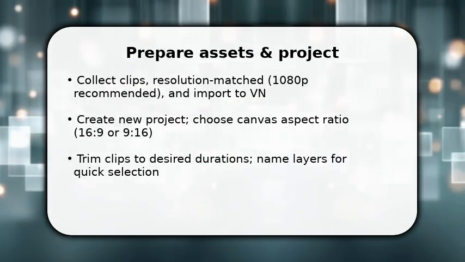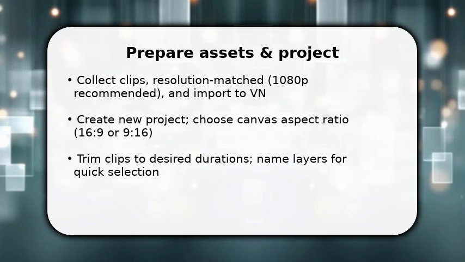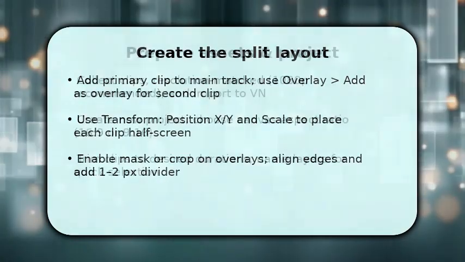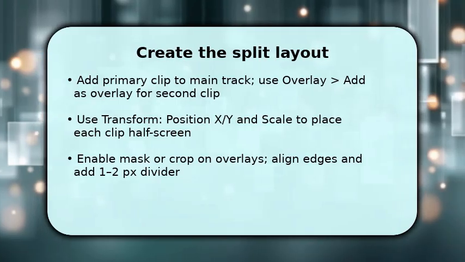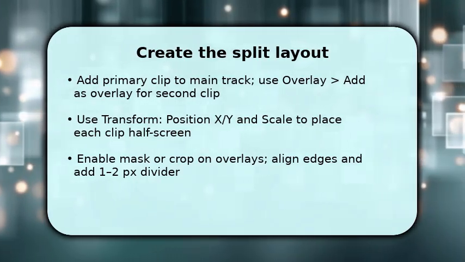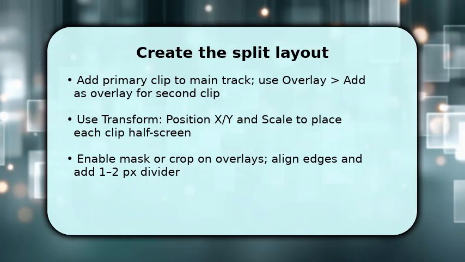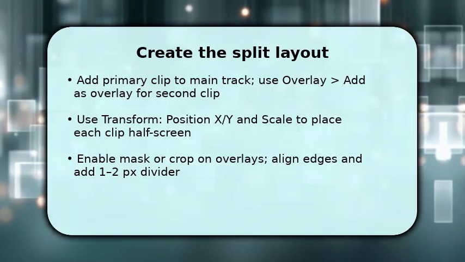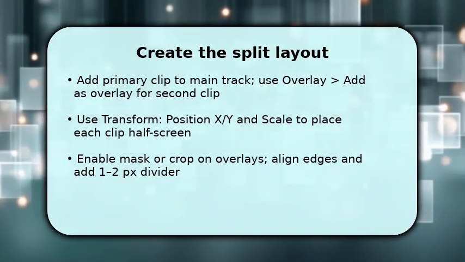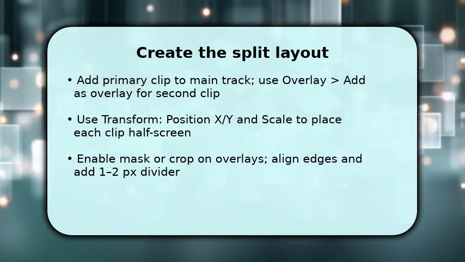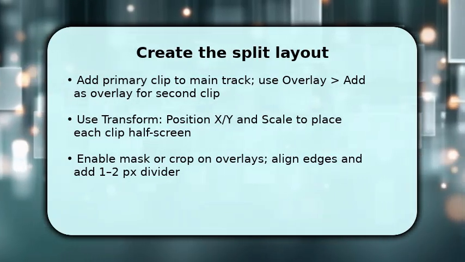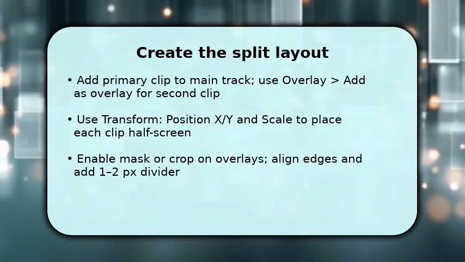Now you'll build the split layout using overlays and precise transforms. You place the first clip on the timeline and then add the second as an overlay layer. Once both are visible, tap Transform and adjust position X to push each clip to left or right. Use scale to match sizes. To avoid overlap, apply crop or mask to chop excess and reveal clean edges.